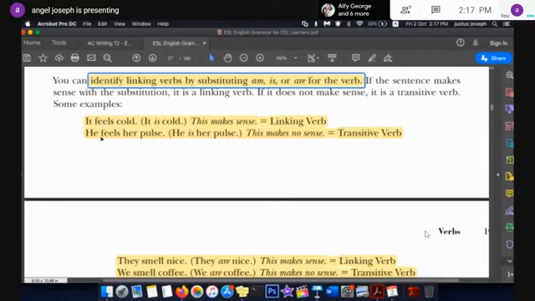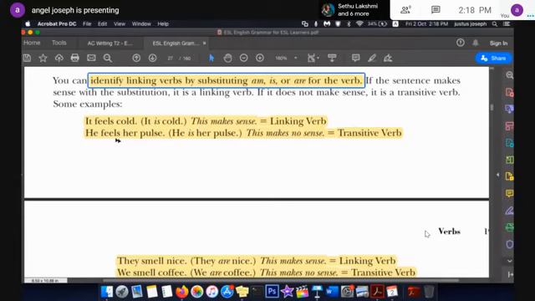Look at the next sentence. "He feels her pulse." So, "He am her pulse." Can you say like that? No, you cannot substitute am here. Let's look at the next word. "He is her pulse." Well, that makes sense, but that's not what is being said here. That changes the meaning. So is cannot be used. "He are her pulse" does not even make sense. So I'm not able to use any one of these three verbs. So what is this? Here this word feels is not showing a condition, is not a linking verb, but a transitive verb.